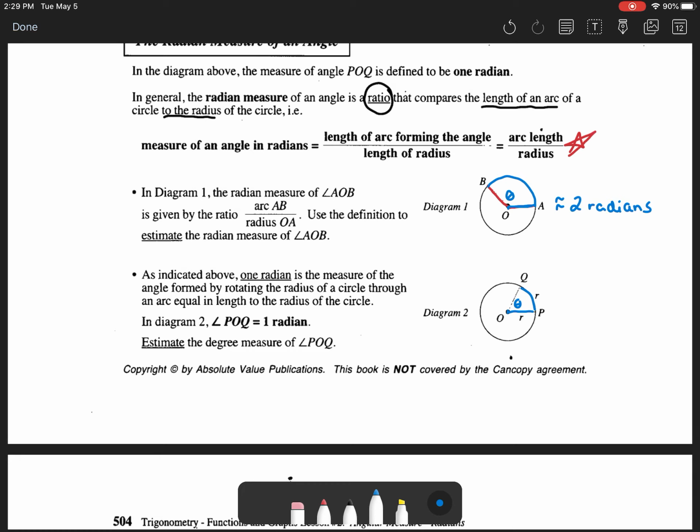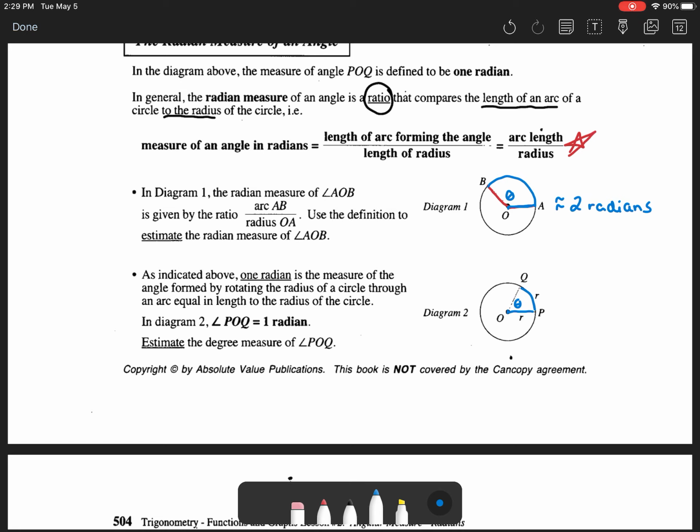And when I create that ratio, it's any value over itself, which will always reduce to 1. So therefore, it's 1 radian. In that example, the one I'm talking about right here, diagram 2, if the arc length is 3 and the radius is 3, the ratio is 3 over 3, which is 1. So 1 radian. That's the angle that is created inside the circle.